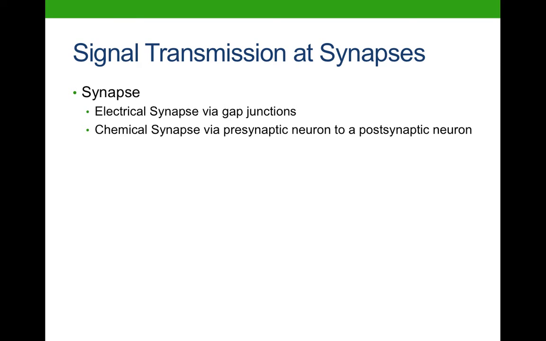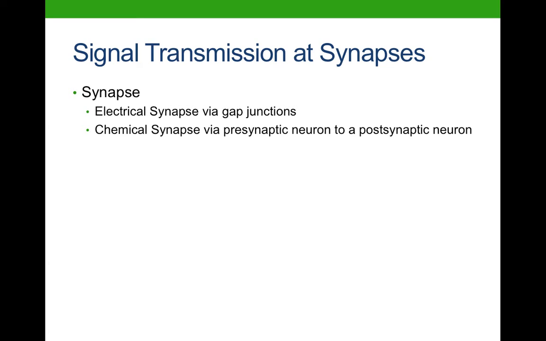We have now talked about how we create our electrical signal, and now we will talk about how we transmit the electrical signal. Signal transmission will occur at the synapse. A synapse is a functional junction between one neuron and another neuron, or between a neuron and an effector, such as a muscle or a gland, if you recall from our first video for this chapter.